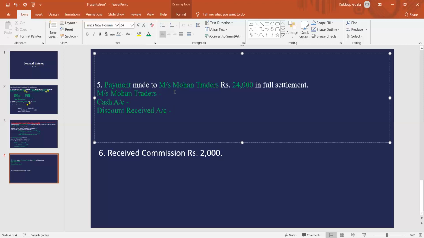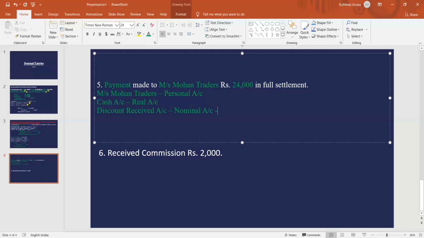Now let's find out what are the groups for that. So Mohan Trader belongs to personal account, isn't it? So Mohan Trader is a personal account. Then comes cash. Cash is a real account. We all know that. Now we are very habituated with that. Now discount received. Discount is a nominal item. Why? Because it is relating to regular income and expenses of the business. That is why it is nominal account. It can be income, it can be expenses. Okay, clear?